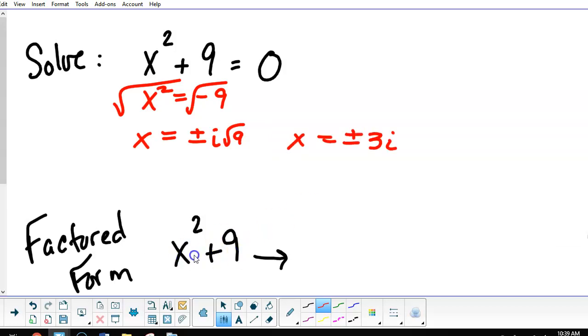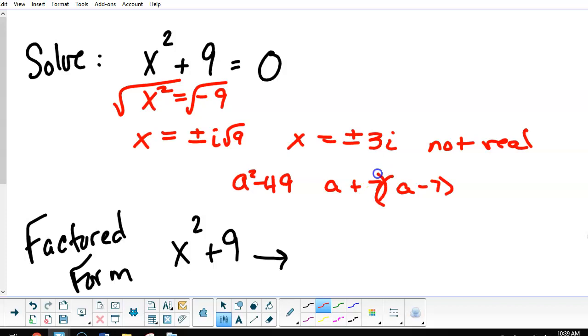So does this factor? This is not a real solution, right? So if it asked for only real solutions, this would have none. Does this factor? If we had like a squared minus 49, it would factor a plus 7, a minus 7, right? Whoa. But when we have a plus and a perfect square, it does not factor with real numbers. But it actually factors x plus 3i and x minus 3i because it's the same as this.